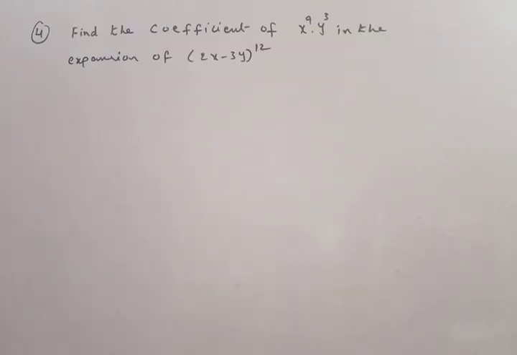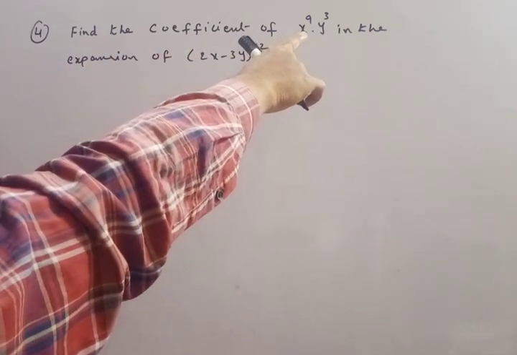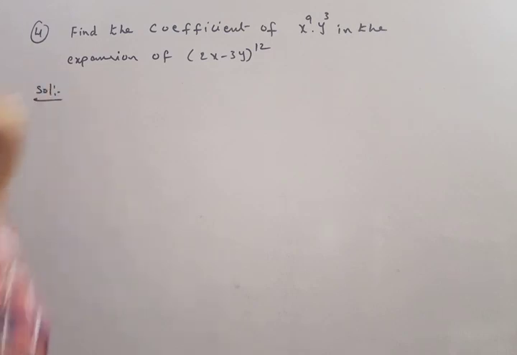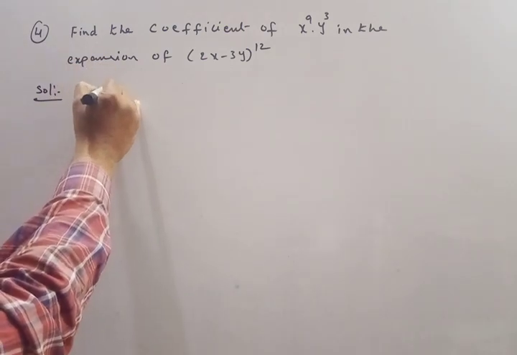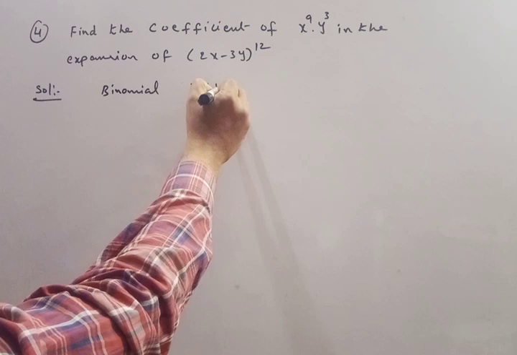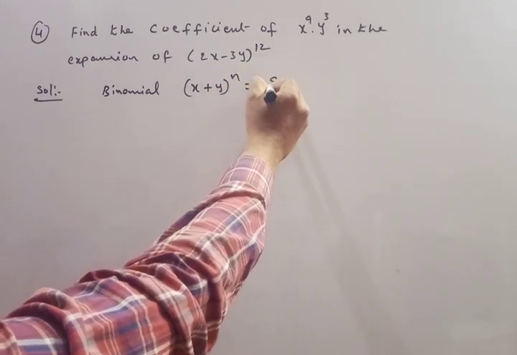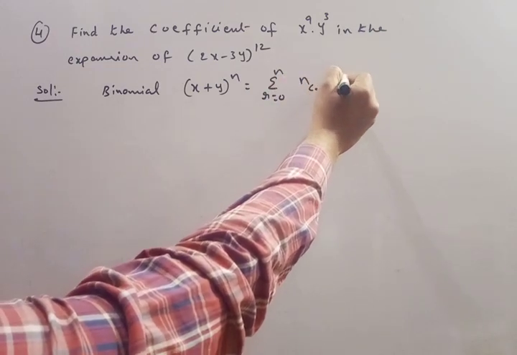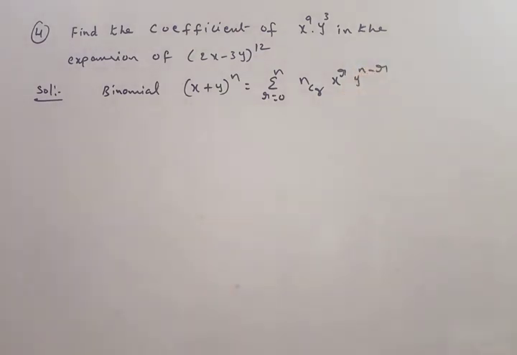So he gave a problem on binomial here. Find the coefficient of x power 9 y cube in the expansion of (2x minus 3y) whole power 12. So he's asking for the coefficient of x power 9 y cube in the expansion. Generally from binomial, what is the formula we have? (x plus y) whole power n is equal to summation r is equal to 0 to n of nCr x power r y power n minus r. This is the binomial expansion formula.